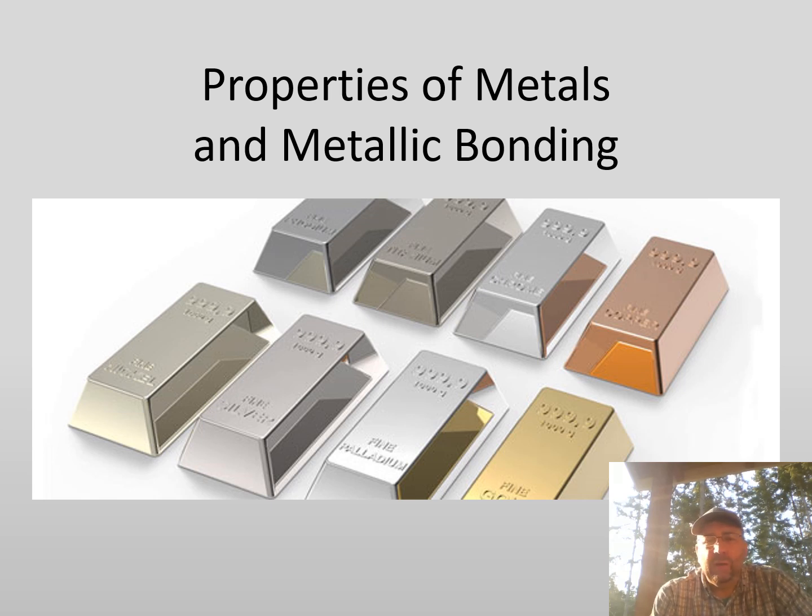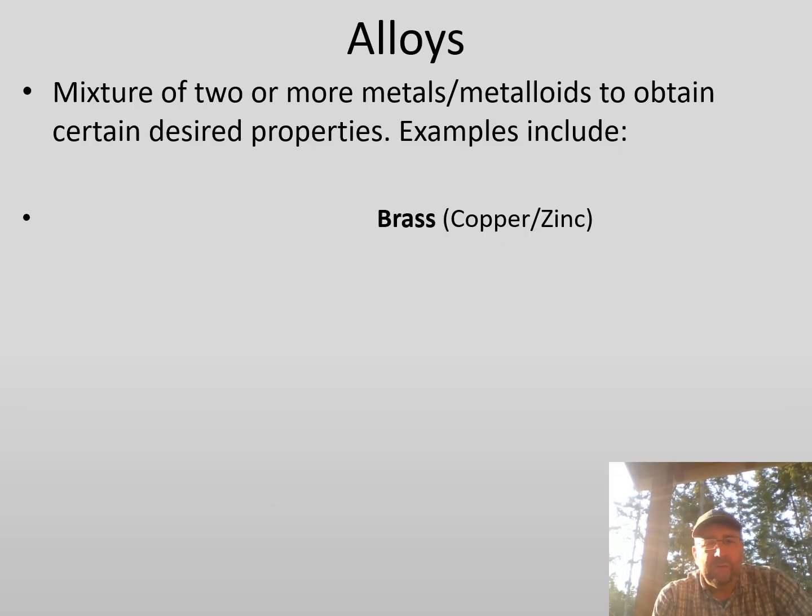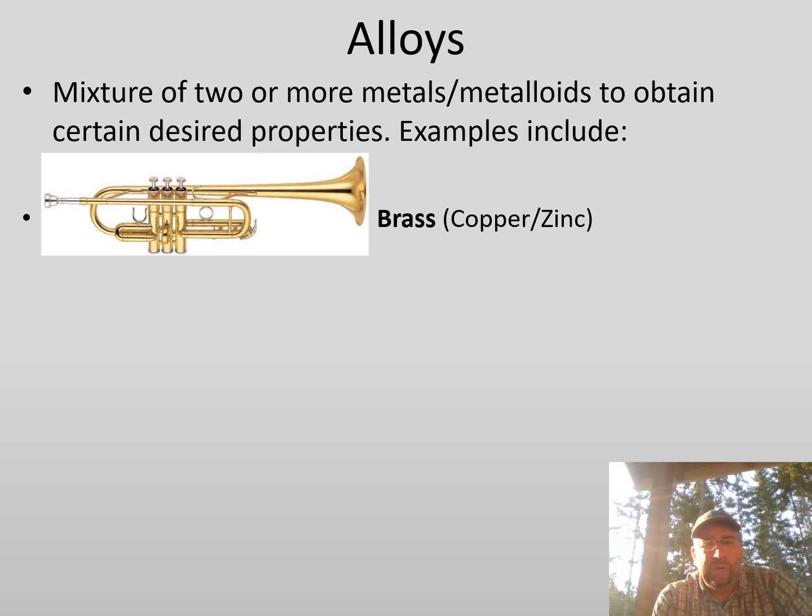Hey, chemistry. So now we're going to focus on alloys, which are mixtures of different metals that can give the metals the properties that you need for different uses. So an alloy is defined as a mixture of two or more metals or metalloids that can obtain desired properties. Some examples of alloys include brass, which is the combination of copper and zinc.